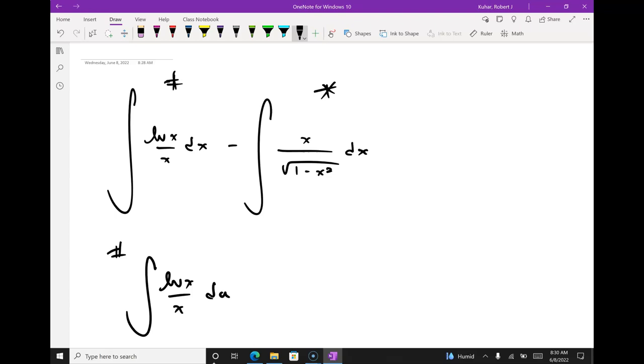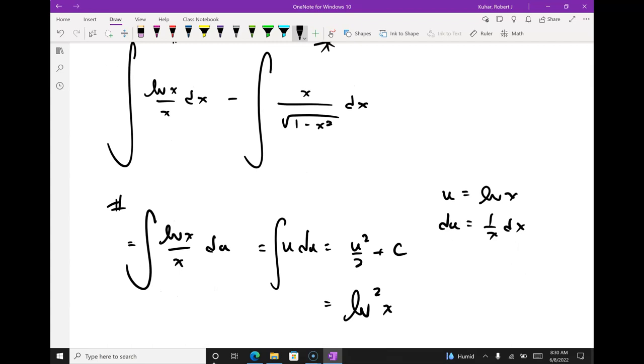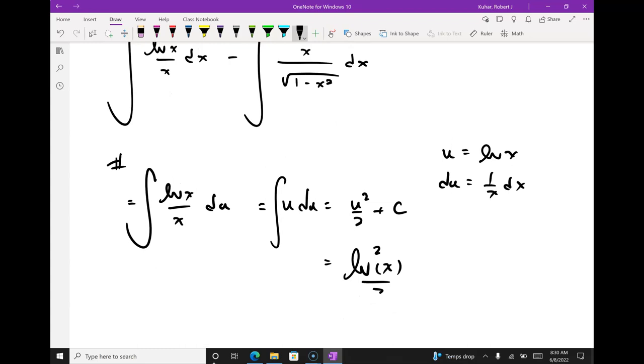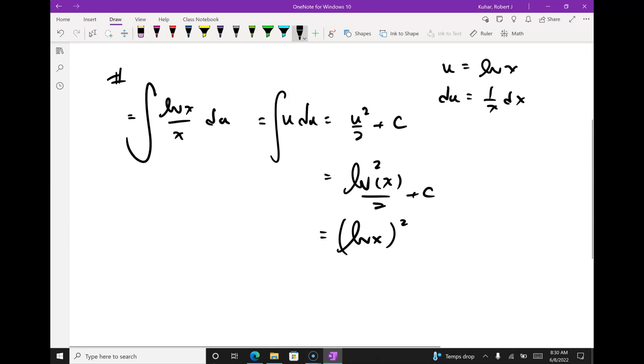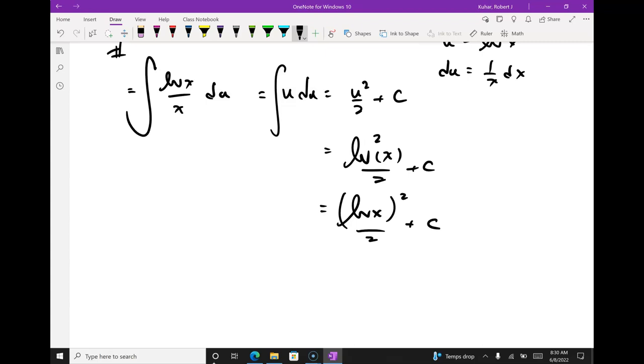But this one is pretty simple, right? With u equal ln of x, and du is 1 over x dx. So I just have u du, or u squared over 2 plus c. And then I want to just be careful of it. It should look like a sine squared, that notation. So you could do ln squared of x, or you could do ln of x quantity squared. That's fine too. That one's a little clunky, but it's perfectly acceptable. But you really got to be seeing that it's ln of x times ln of x, right? So that's that first piece.